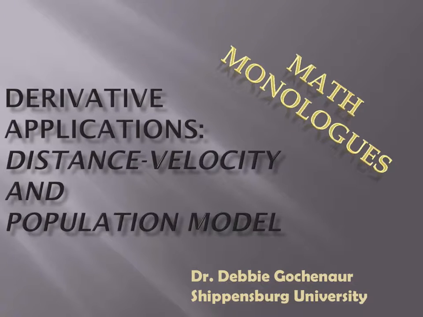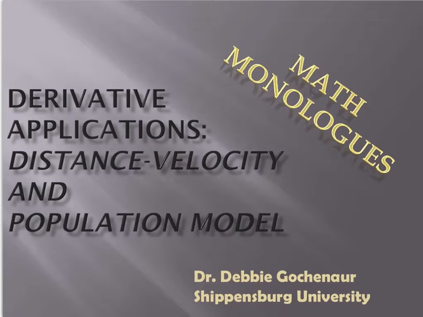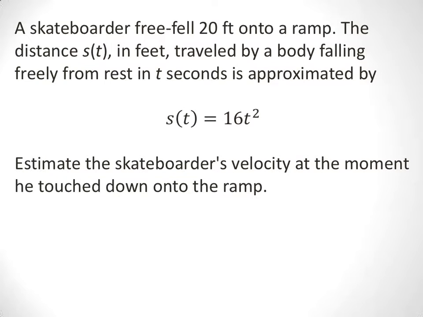Let's take a look at two derivative applications. First, distance and velocity, and second, a population model. For distance and velocity, we have a skateboarder who free fell 20 feet onto a ramp. The distance in feet traveled by the body falling from rest is given by this approximate function. Estimate the skateboarder's velocity at the moment he touched onto the ramp.